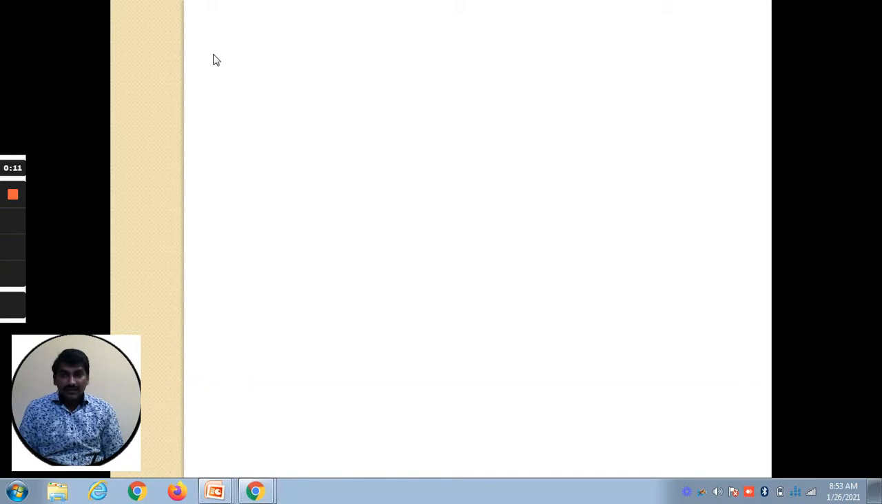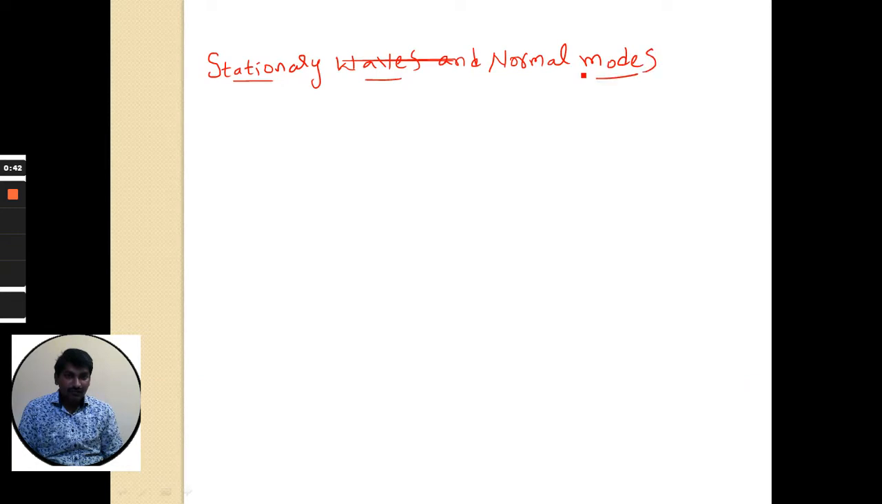What are the uses of stationary waves? How the stationary waves are utilized in musical instruments we are going to discuss. First, you can see here the standard equation of stationary waves that we have seen, and normal modes. Basically, we are going to discuss now normal modes. What are the modes? What are the normal modes? We are going to discuss.